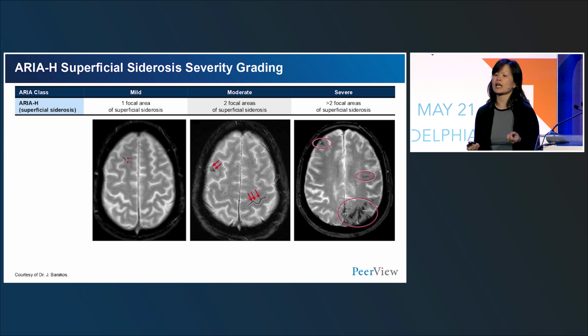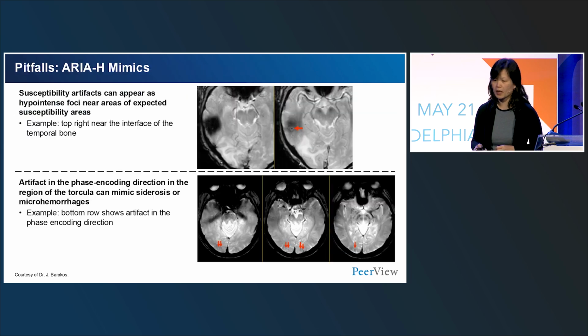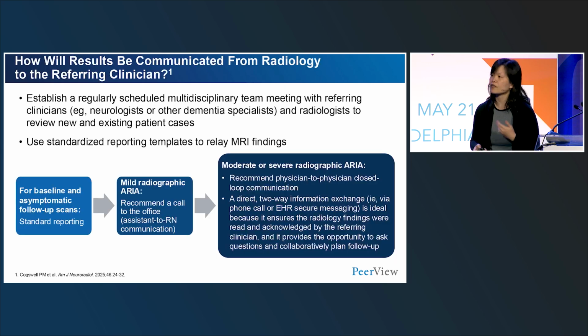With siderosis, you're looking at how many areas of siderosis you're seeing. So either 1, 2, or more than 2 for mild, moderate, and severe. So again, we're all radiologists. We know to look for mimics. So just make sure, especially areas around the skull base are tricky. You can have susceptibility artifacts there, around the temporal bone. So just make sure to check if those are artifacts or if those are real microhemorrhages. The phase encoding direction around the vasculature, sometimes you can get some artifacts around there. So check for these types of artifacts when you're reading these cases.